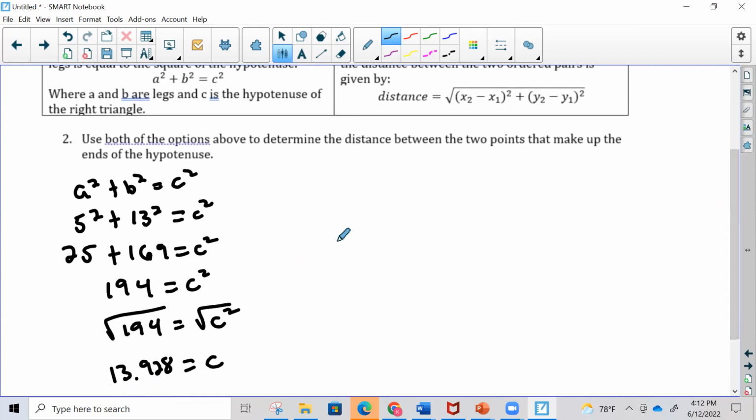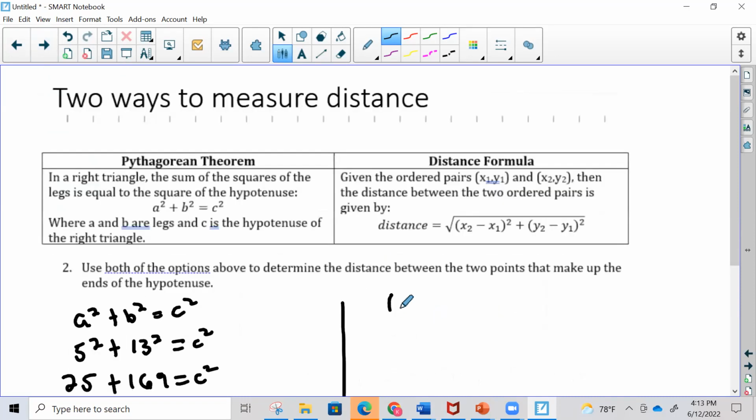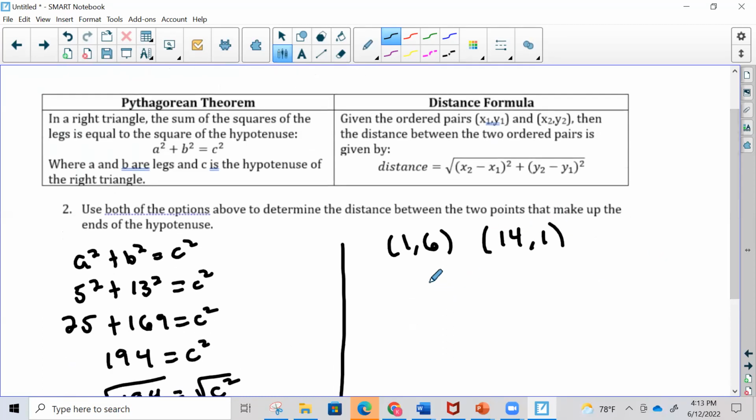The second way is using our distance formula. For the distance formula, we need the points of the endpoints of the line that we're finding. Again, we're finding the length of BC. So B is 1, 6, and C is 14, 1. Those are my 2 points. It really doesn't matter which one you put first and which one second. I'm going to call my points X and Y. So this one I'm going to call X1, Y1, just because this is the point I made first. And then this is X2, Y2.